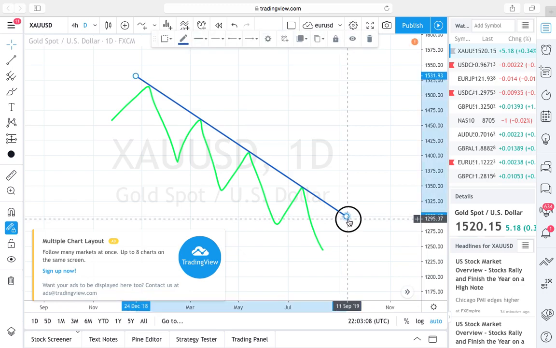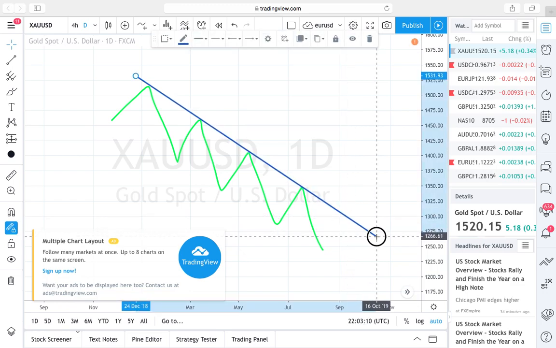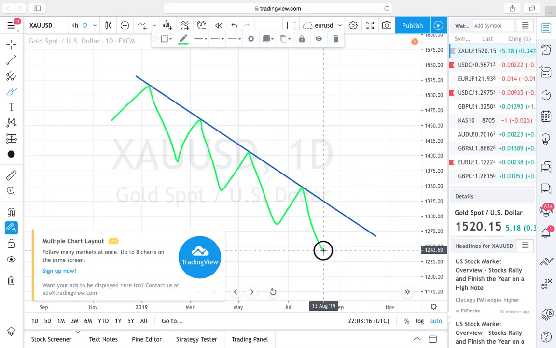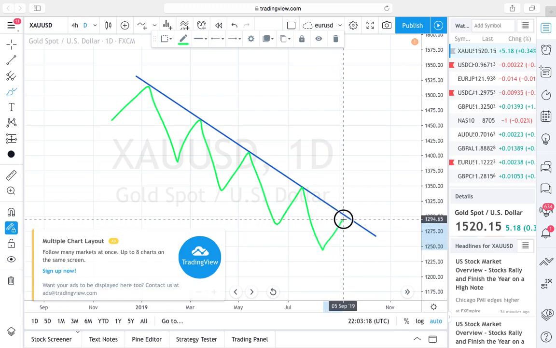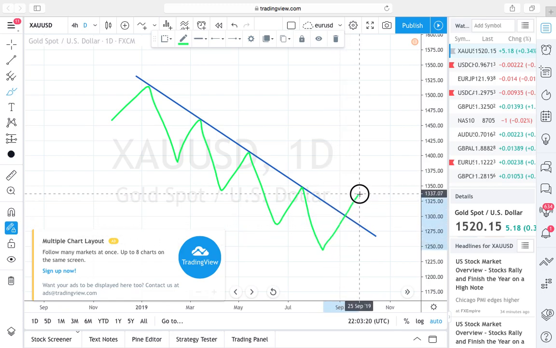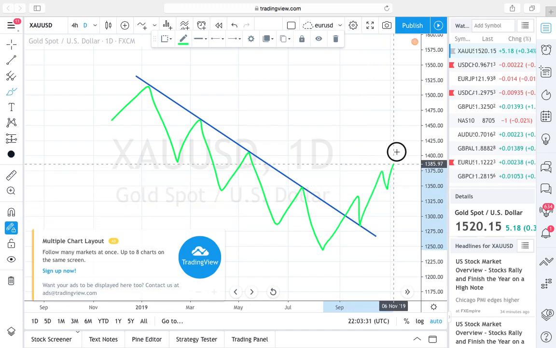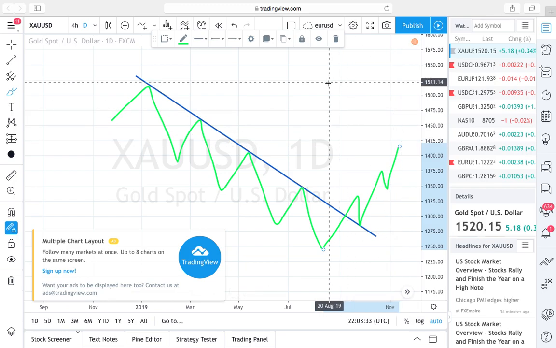Now, when it comes to trading the break of a trend line, the same rules still apply. Price will break out of the line that it's been respecting, come back, retest, and then continue with the new trend. So that's the basics on trend lines.